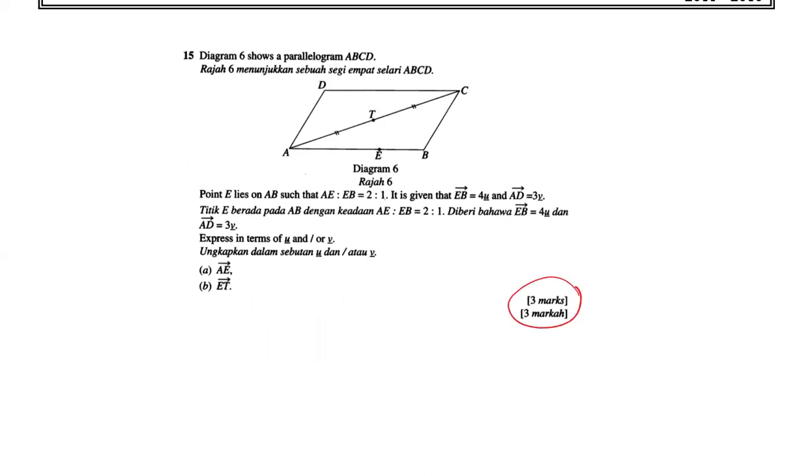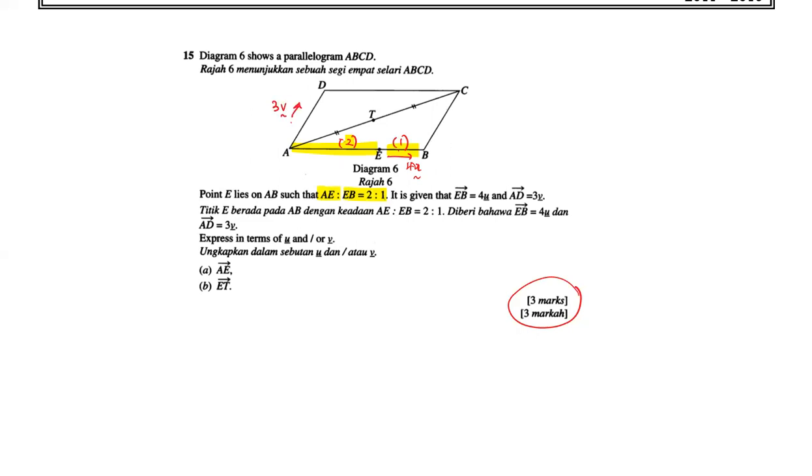All right, so AE to EB is 2 to 1. So you must do it like this: 2 right here and 1 right here. And EB equals 4U. AD equals 3V, like this.